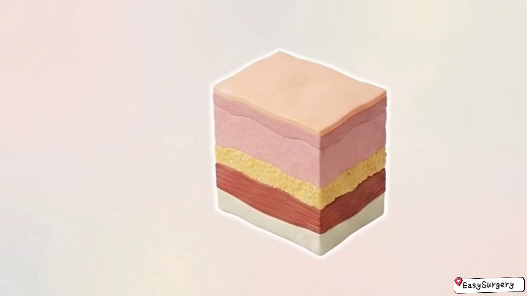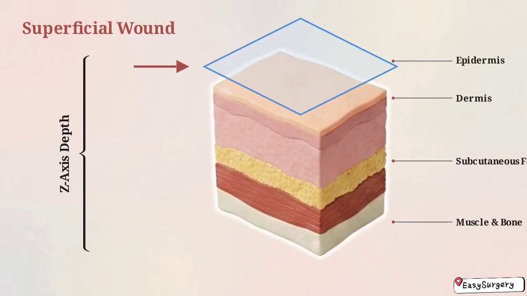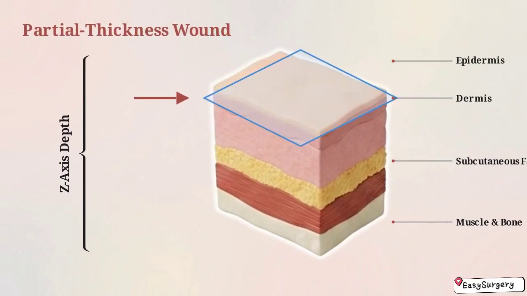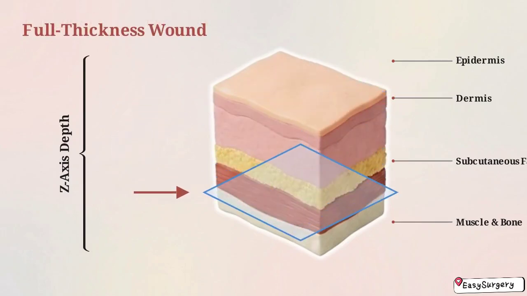This model illustrates the Z-axis of a wound, anatomical depth. The deeper the injury penetrates through the epidermis, dermis, subcutaneous fat, muscle, and bone, the more structural reconstruction is required. Superficial wounds, like minor abrasions, isolate the cellular destruction entirely to the uppermost layer, the epidermis. Partial thickness wounds extend further into the dermis. Even with this damage, structures like hair follicles remain intact, allowing the tissue to heal independently via epithelial regeneration. Full-thickness wounds represent complete loss of the entire skin structure, exposing the underlying subcutaneous fat.